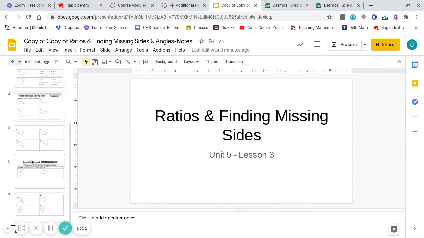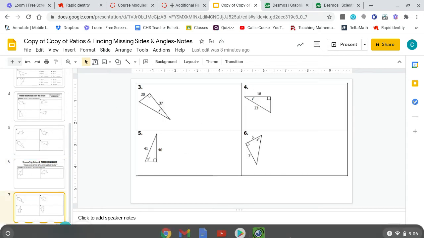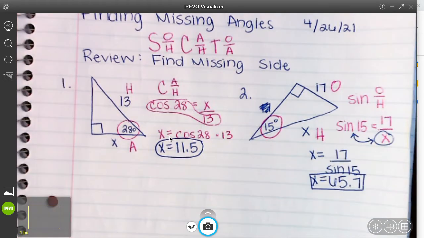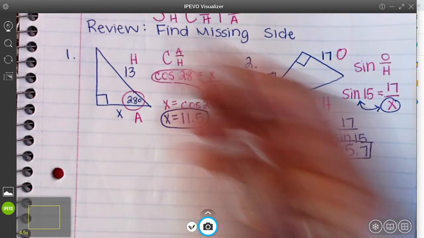So if you pull up the PowerPoint, we're on the very end, so there's just 6 examples that we're going to do. I have a copy of it, so I'm just going to draw. Okay, but now we're going to use inverse trig ratios to find missing angles.